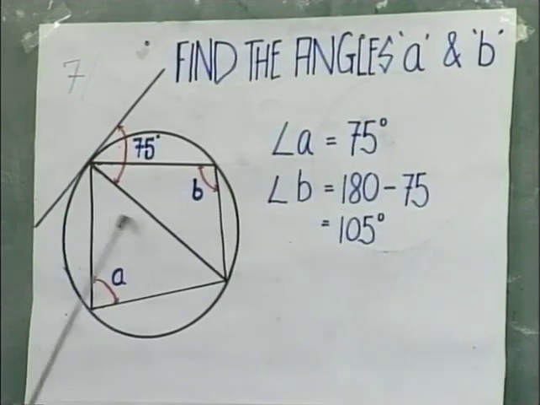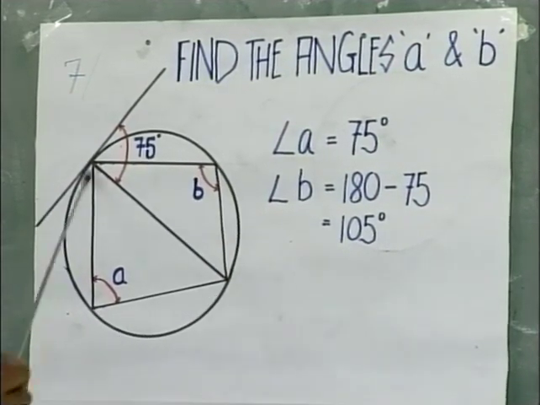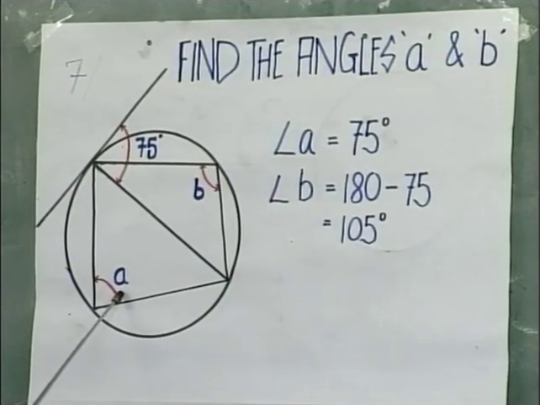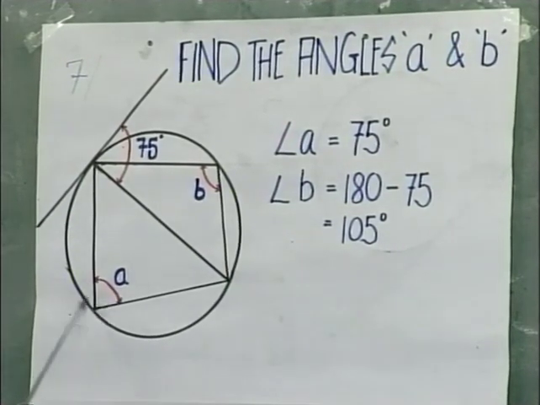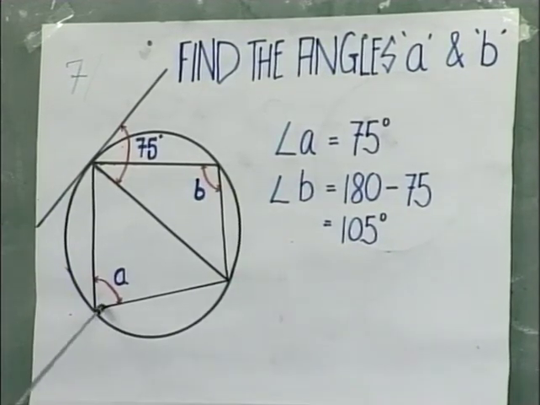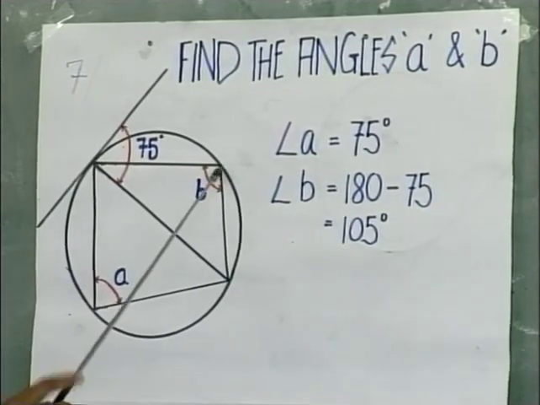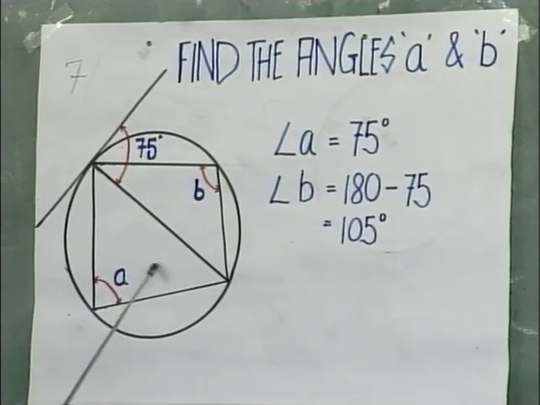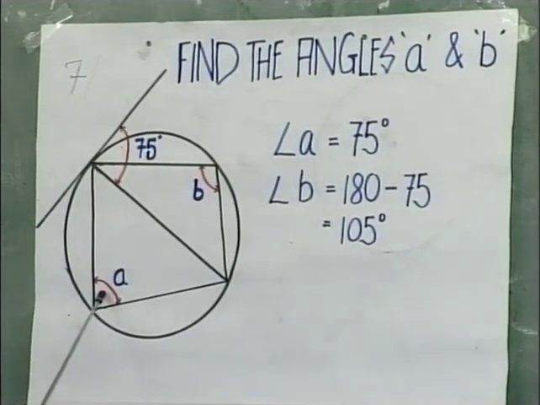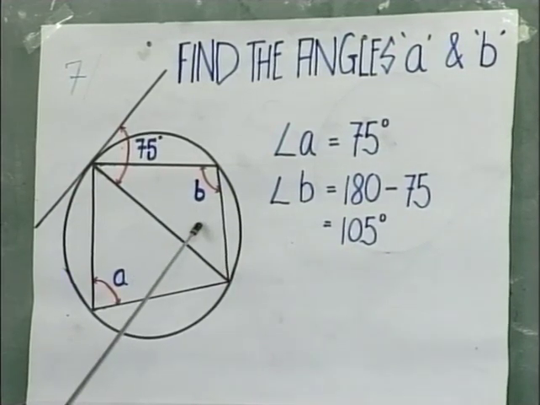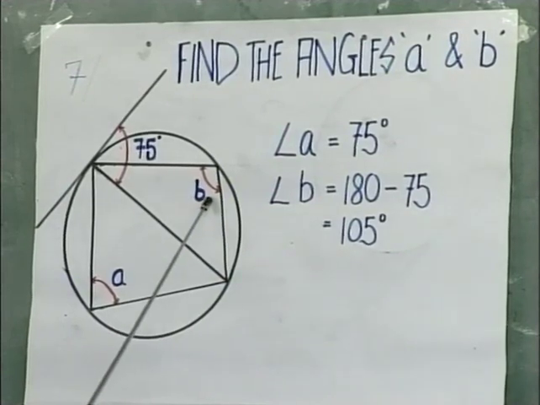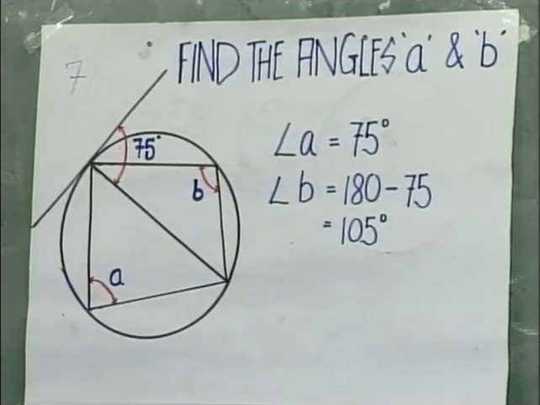Angle B: since this is a quadrilateral drawn in a circle, it's a cyclic quadrilateral, so the opposite angles are supplementary, they add up to 180 degrees. So 180 degrees minus 75 degrees is equal to angle B, which is 105 degrees. Good.